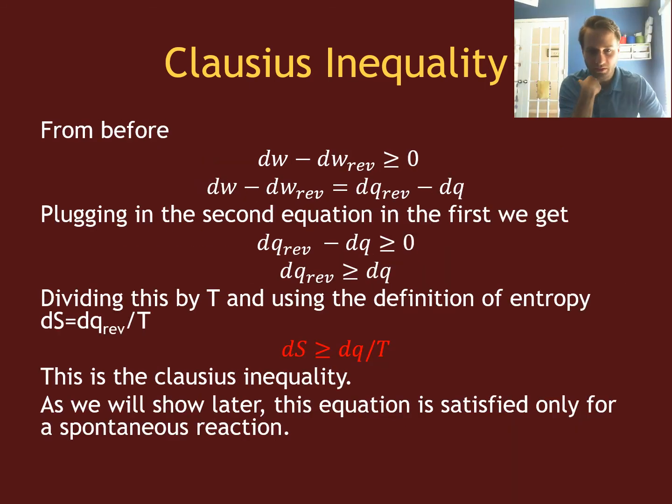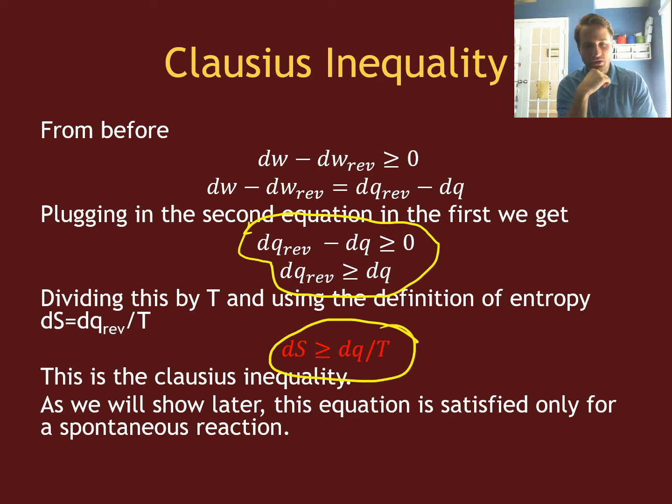So I plug that into my inequality, and I get dq reversible is greater than or equal to dq. Finally, if I divide both sides by temperature, and use the fact that entropy is defined as the change in reversible heat divided by temperature, I get that the entropy change in your system is always greater than or equal to the heat transfer divided by the temperature. And this is what's called the Clausius inequality.